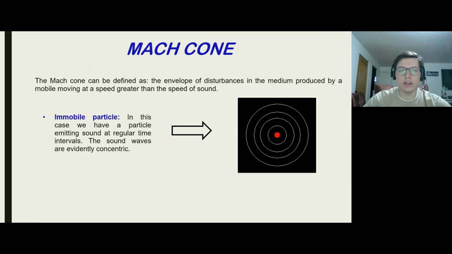Mach cone: the Mach cone can be defined as the envelope of the disturbance in the medium produced by a mobile moving at a speed greater than the speed of sound. In the case of moving particles, we have a particle emitting sound at regular time intervals. The sound waves are concentric.